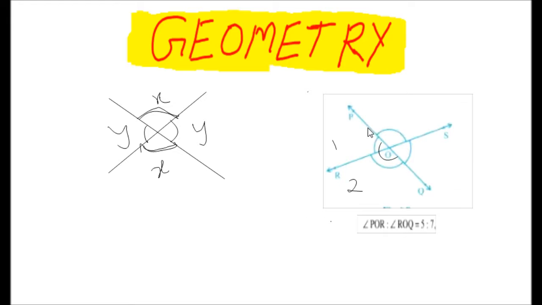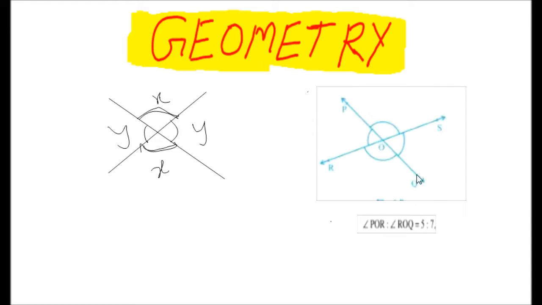We have a question here. PQ and RS are straight lines intersecting at point O, and it is given POR to ROQ is equal to 5:7. We need to find the angles POR, ROQ and the rest of the angles also. So these two angles are in the ratio 5:7. We can see straight angles here. We can see four sets of straight angles in fact.